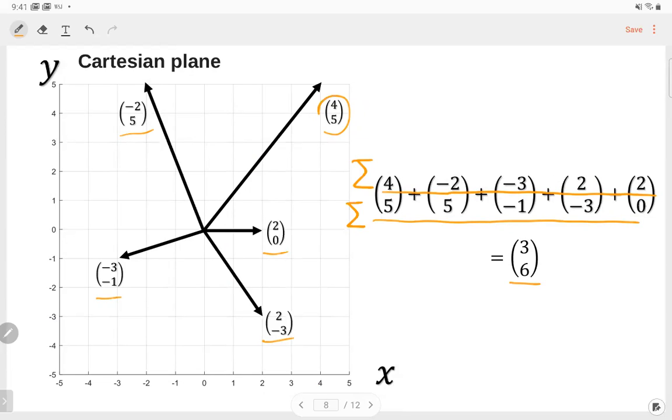So if we are going to draw this final vector, the 3 is here, three from the origin, and the 6 is out of the page. Here is the 6, so the ending point is here. So the new vector will be this one. That's 3, 6. That's the sum of these 5 vectors.